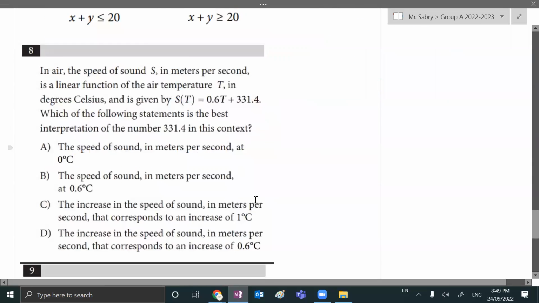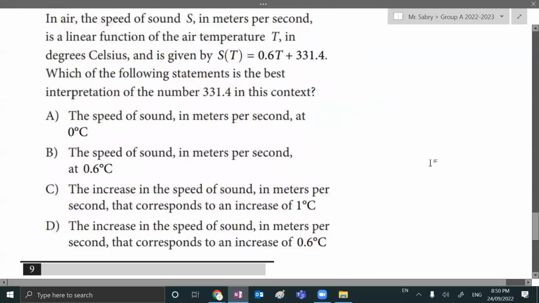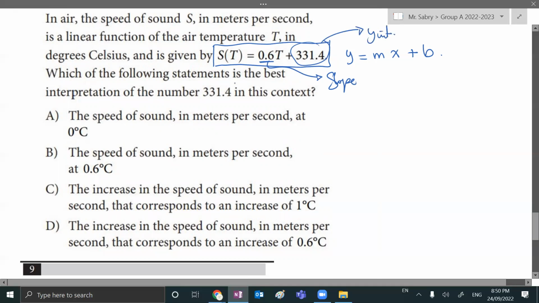Most welcome. Number 8 is a linear equation, so it's one of the easy ones. You should be able to see right away that this is a linear function, in the same form of y equals mx plus b. This means that 0.6 is the slope, while 331.4 is the y-intercept. So when they ask you, what does this 331.4 represent? What does it mean? You think of the keywords of the slope and the keywords of the intercept.